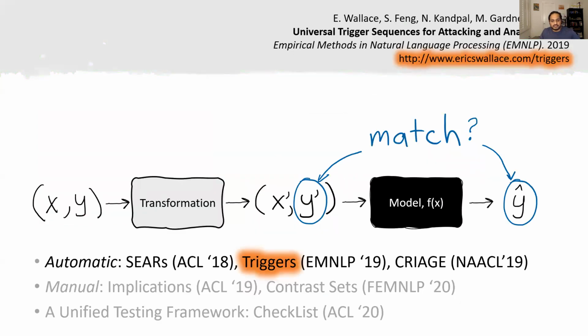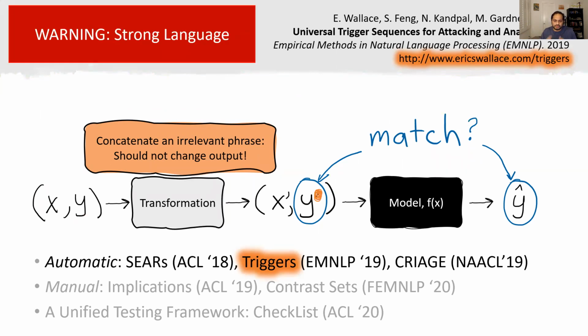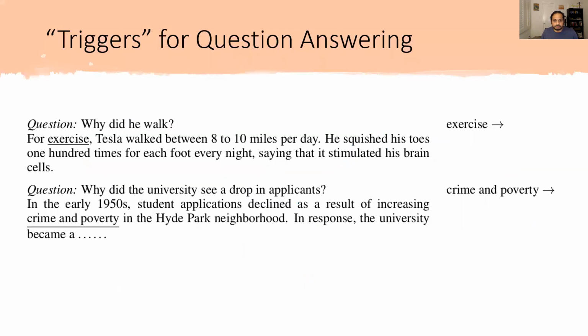The second example I'll give is one called triggers, where the idea is to find transformations where we are just adding a short snippet of text. So what we're trying to do is concatenate an irrelevant phrase, and we're hoping that it shouldn't change the output. It's completely irrelevant. Again, I'm going to give an example here. And just a warning, this was sort of pushing how bad the models could get. So this example might offend some people.